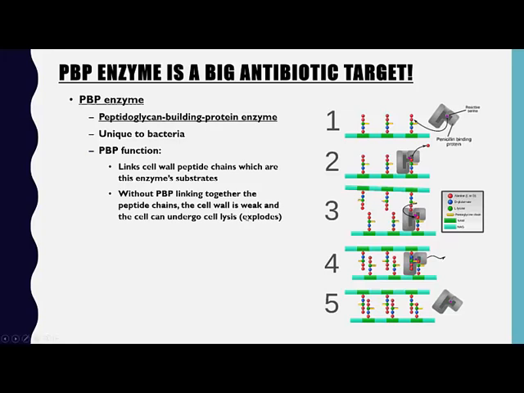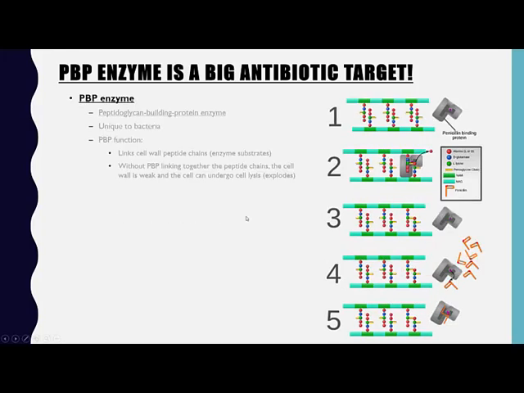So without PBP linking together the peptide chains, the cell wall is weak and the cell can undergo cell lysis. Water rushes in through osmotic pressure and it'll explode without a cell wall there. Because this is a bacterial cell wall, well, this probably isn't going to break our hearts, right? So it makes sense to target the PBPs and shut them down.